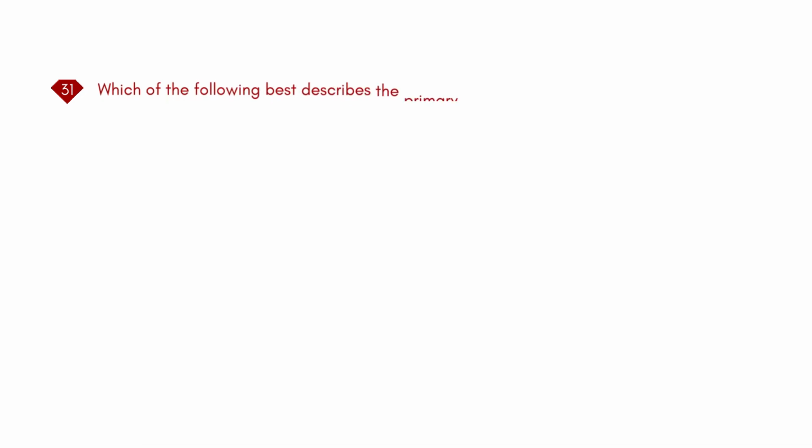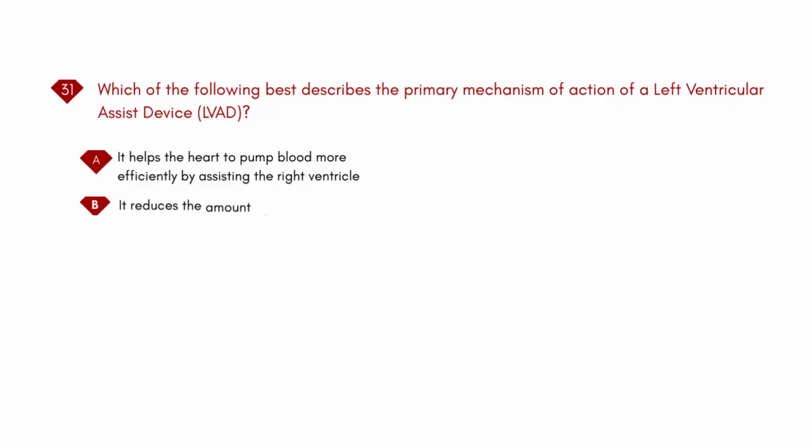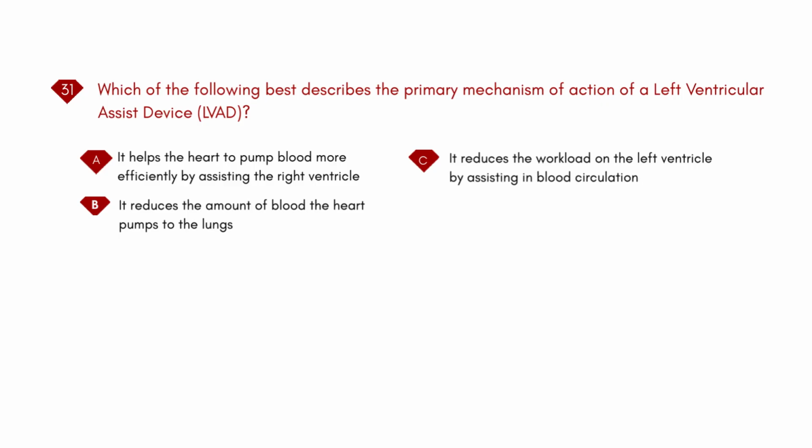Which of the following best describes the primary mechanism of action of a left ventricular assist device, LVAD? A. It helps the heart to pump blood more efficiently by assisting the right ventricle. B. It reduces the amount of blood the heart pumps to the lungs. C. It reduces the workload on the left ventricle by assisting in blood circulation. D. It provides mechanical oxygenation of the blood.